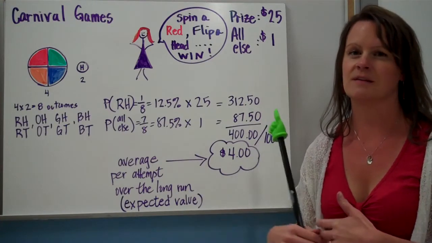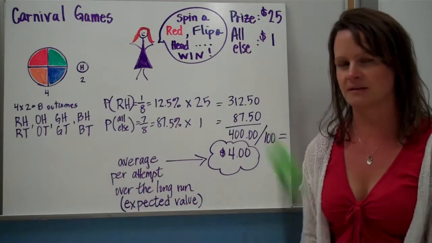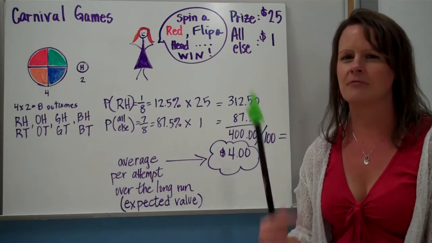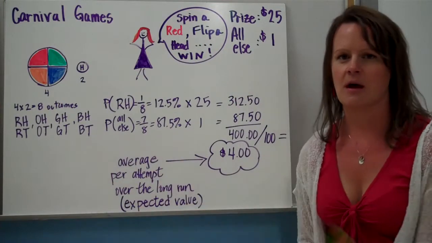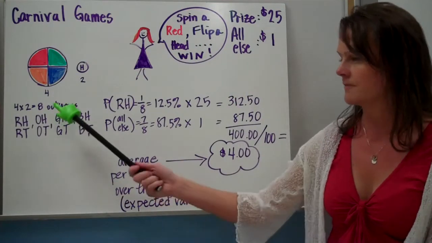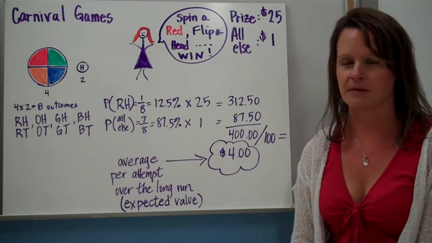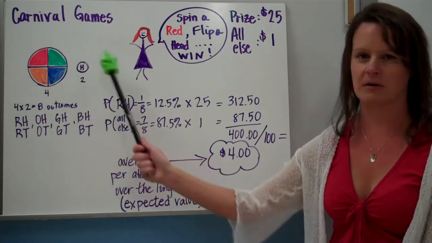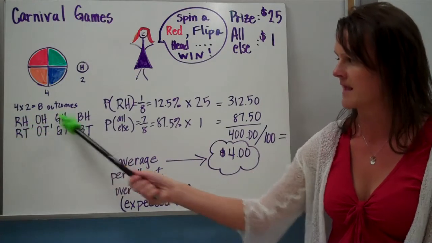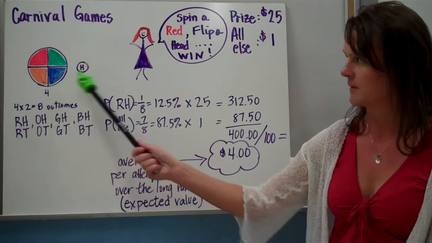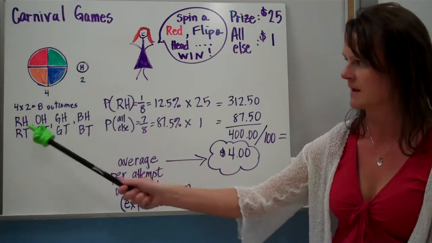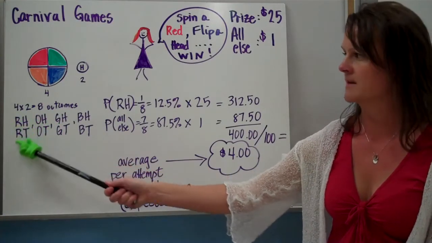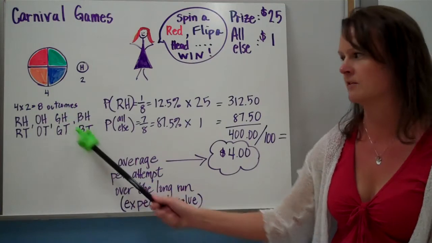So the first thing we have to do in figuring out the expected value, in other words, what's expected over the long run. If I play this game multiple times, 100 times, what can I expect to win every time on average that I play this game? The first thing we have to do is come up with all the outcomes that are possible. So I'm going to spin the spinner and flip the coin. And I can see that I have 8 outcomes possible: 4 on the spinner, 2 on the coin, 4 times 2 is 8. And then I've listed all the outcomes here in an organized list: red heads, red tails, orange heads, orange tails, and so on.